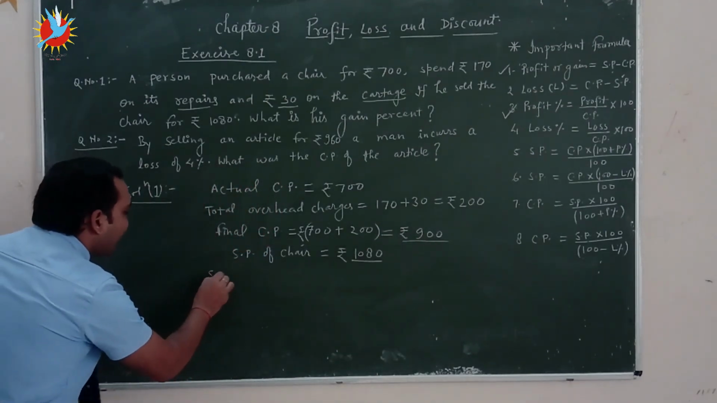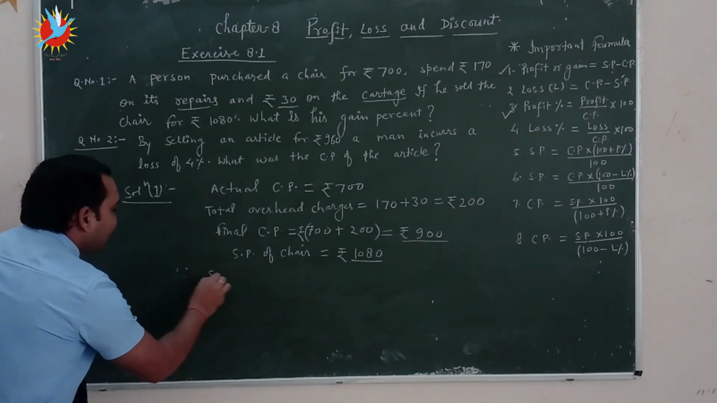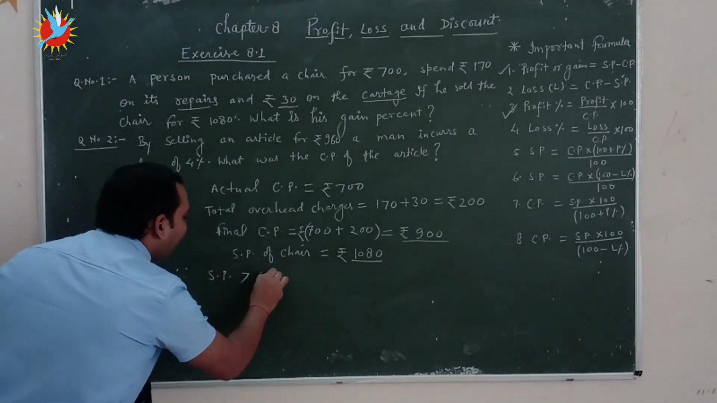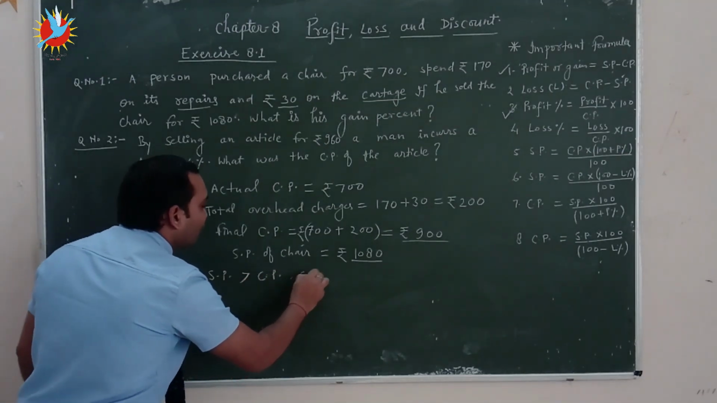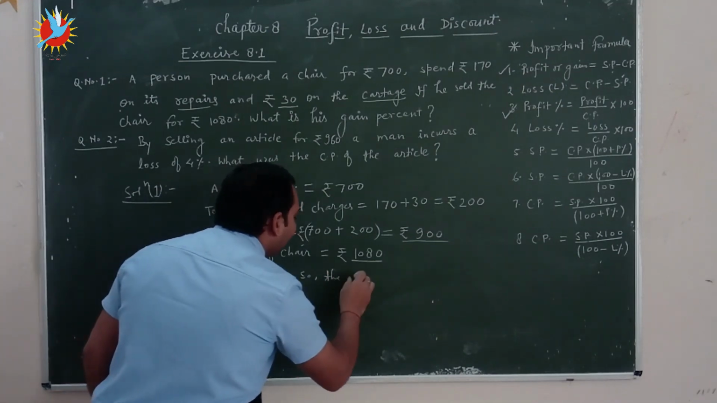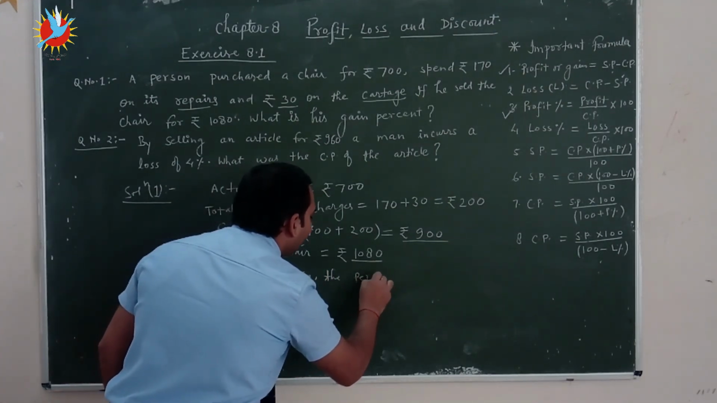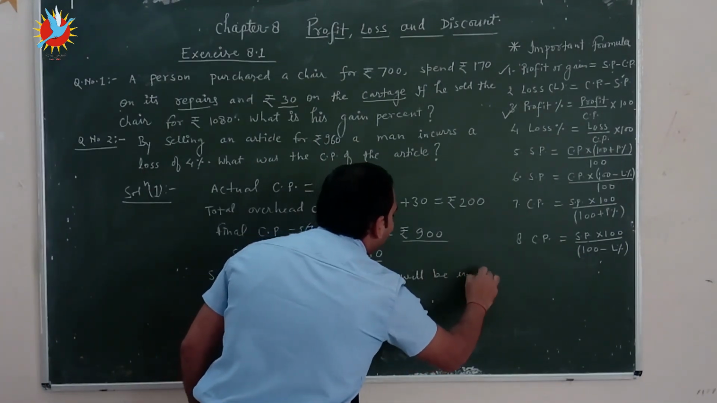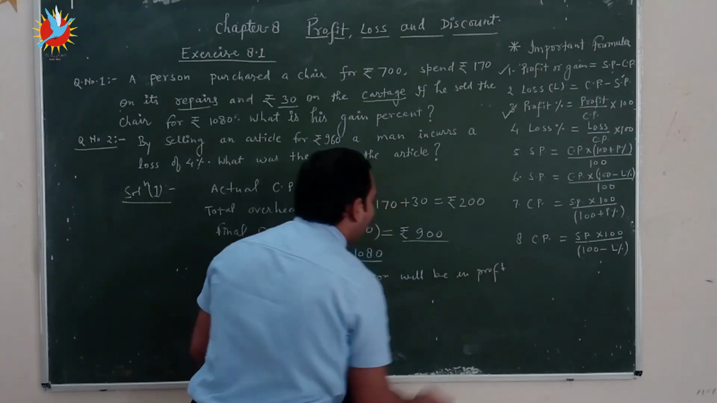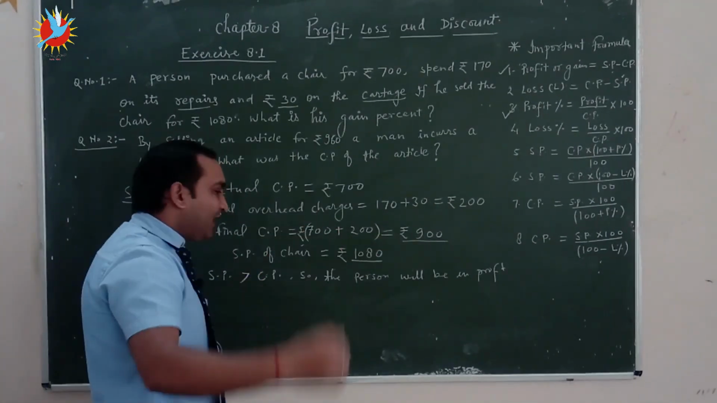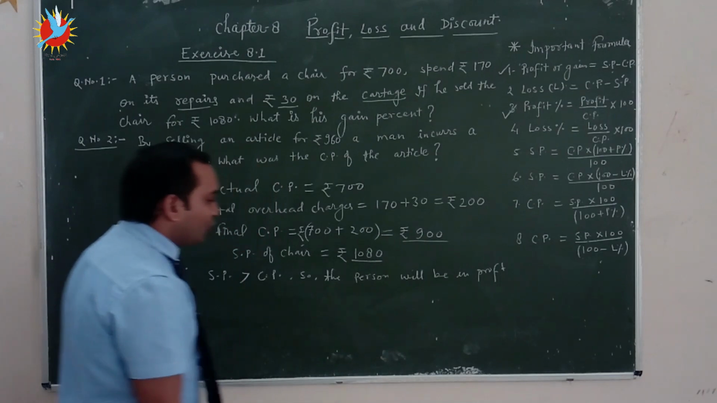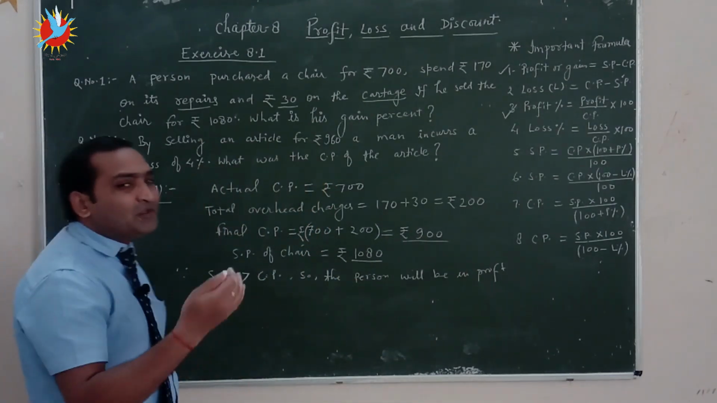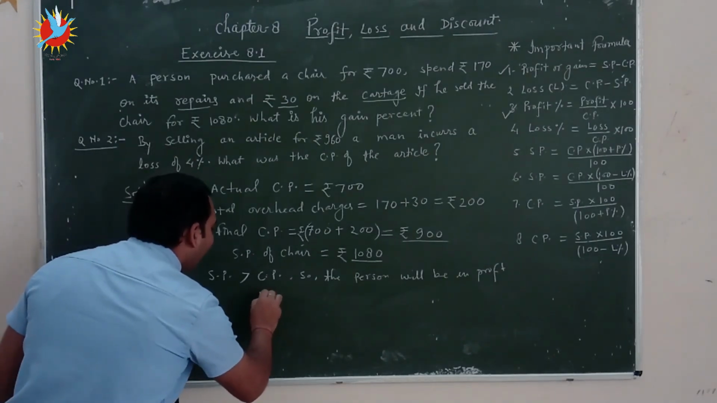So when the selling price is more than cost price, we write here, since selling price is more than cost price, the person will be in profit, because he purchased for a lesser amount and sold for a higher amount, so the person will be in profit. We have to find how much profit he gained. So we find the profit.